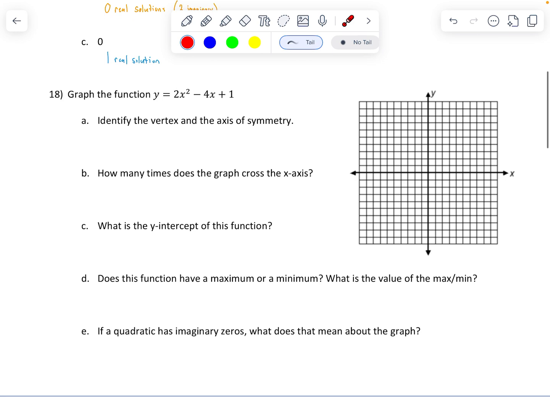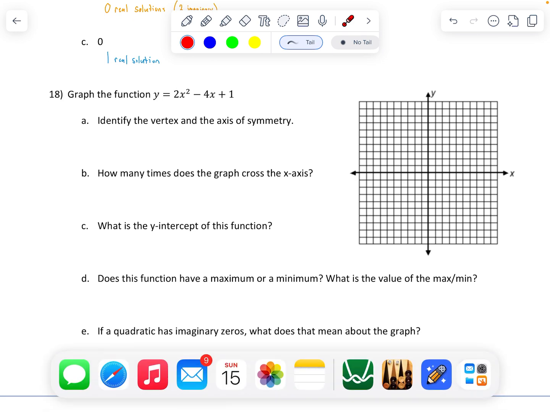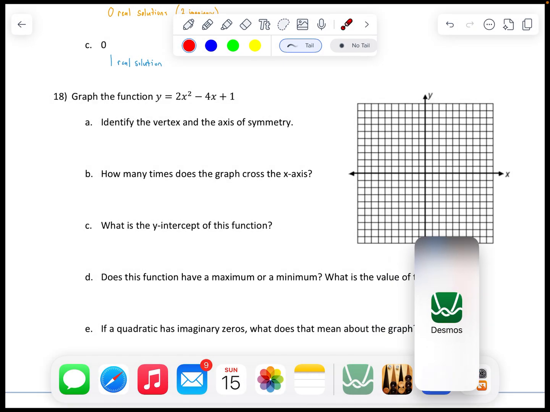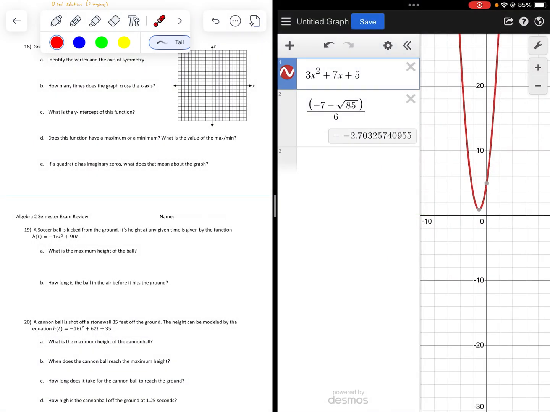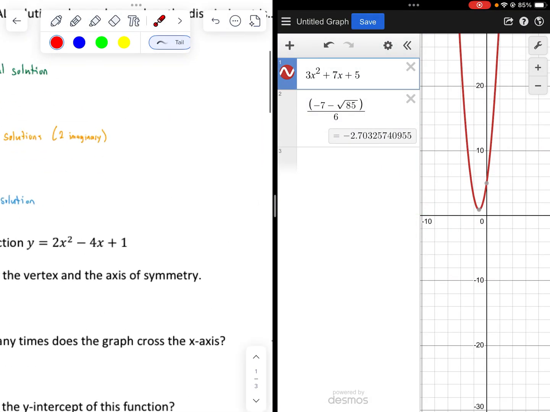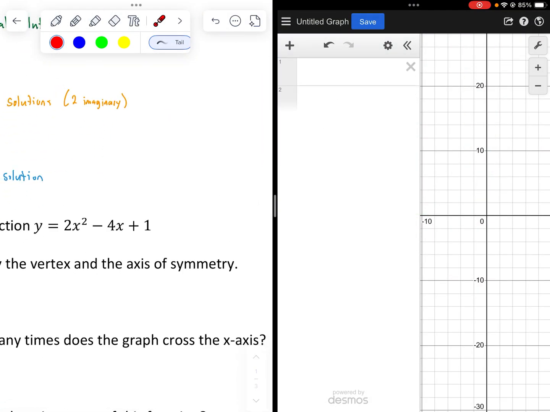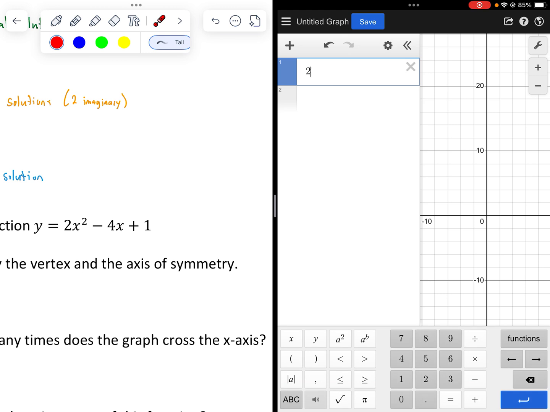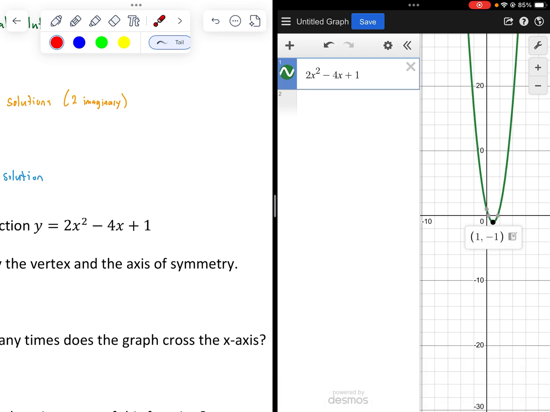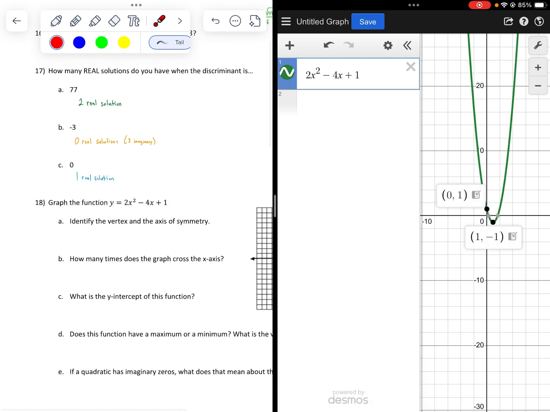Okay, graphing this function, you can just graph it on Desmos. And then you're just answering questions about the characteristics of the graph. So we have 2x squared minus 4x plus 1. Okay, and then our key points, well, that's the y-intercept, so sometimes that matters.